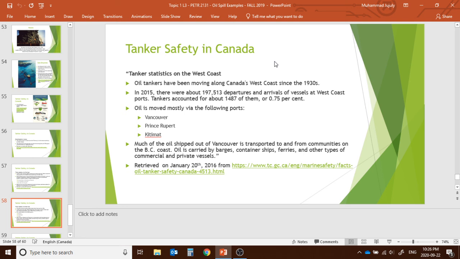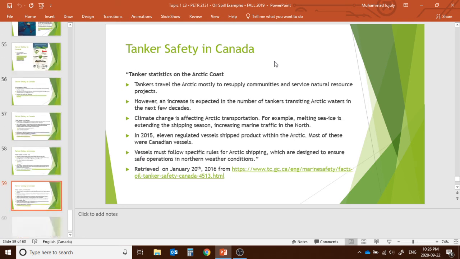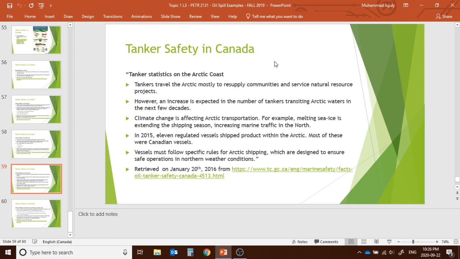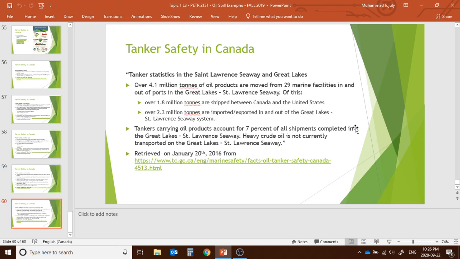These are the statistics of the West Coast actually, and some statistics for the Arctic coast of Canada. So please go through this site again, and you'll have more information on these things. All right, so this is about the river and the Great Lakes tanker traffic.